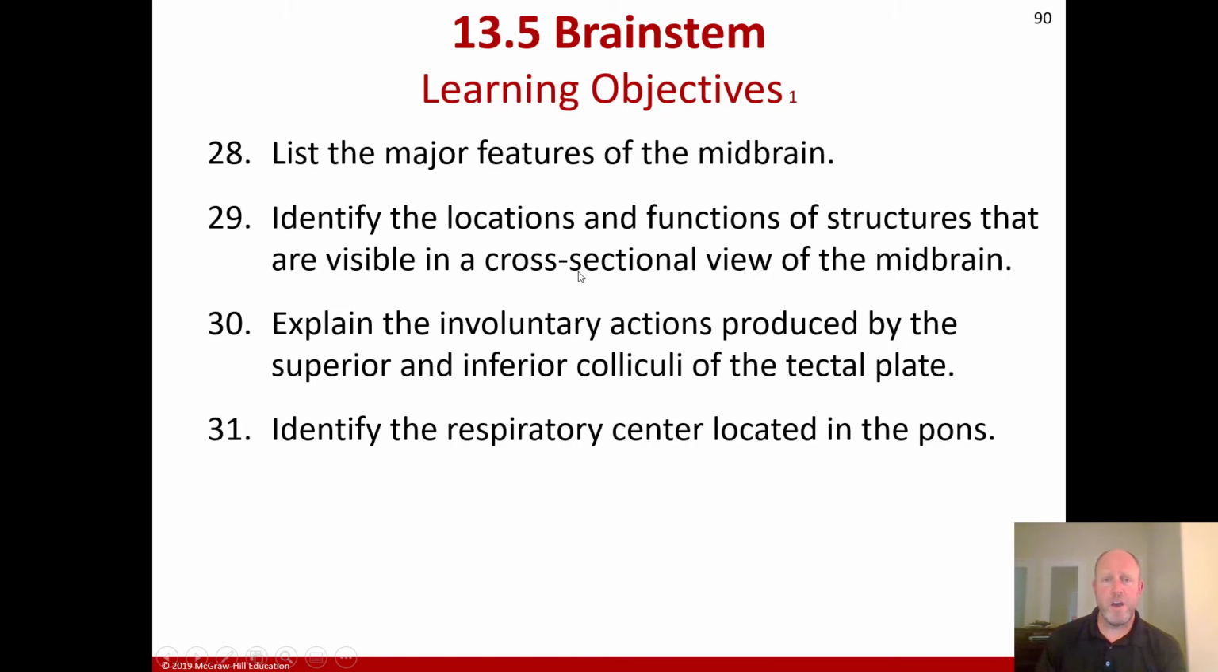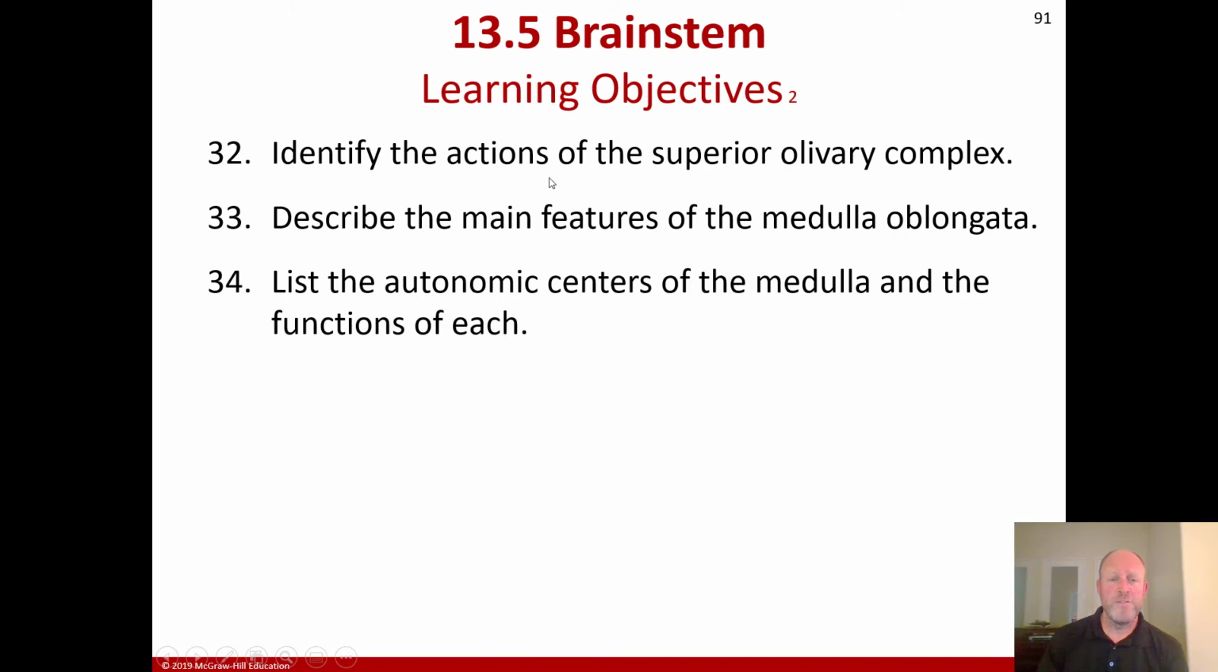So section 13.5, brainstem. List the major features of the midbrain. You should be able to identify the locations and functions of structures that are visible in a cross-sectional view of the midbrain. Explain the involuntary actions produced by the superior and inferior colliculi of the tectal plate. Identify the respiratory center located in the pons. You should also be able to identify the actions of the superior olivary complex. Describe the main features of the medulla oblongata. And list the autonomic centers of the medulla and the functions of each.